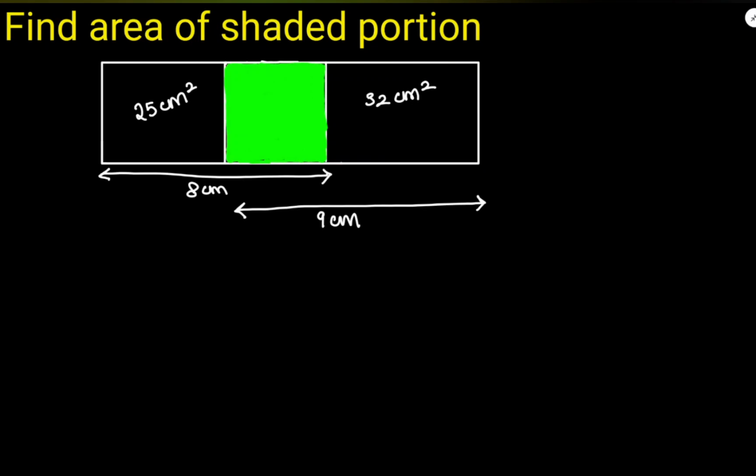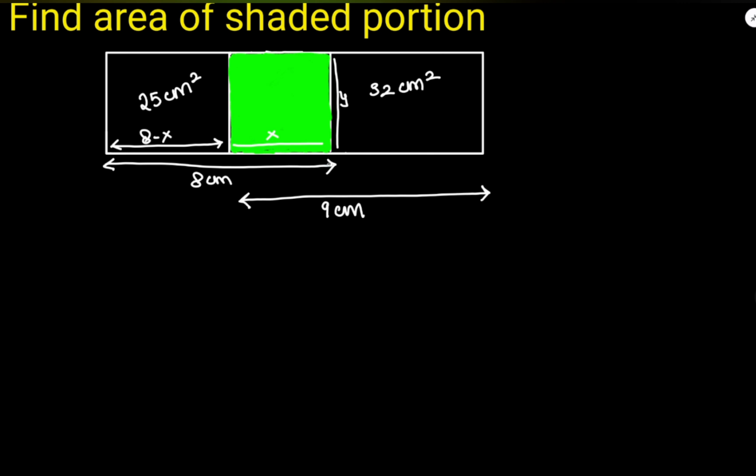Hello everyone. So in this video we have a question where we need to find the area of the shaded portion, this green portion. Suppose I say this side is x and this side is y. If this is x, what will be this side then? This is 8 minus x because this whole is 8.